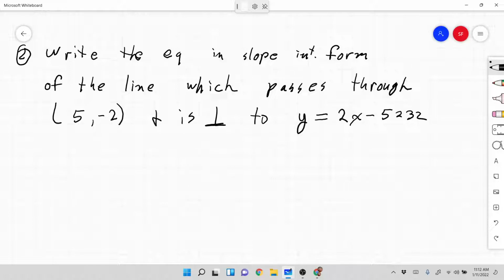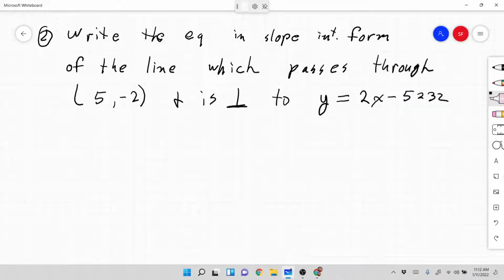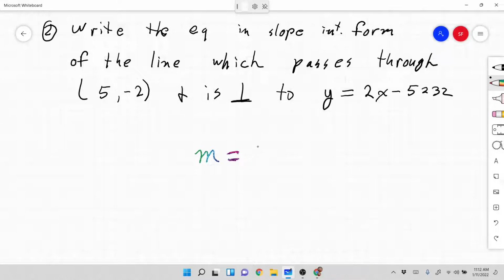Not for this problem, because all we care about from this guy is the slope, right? So what's the slope of that guy? It is 2. Since our line is perpendicular to that line, what's the slope of our line? What's the opposite reciprocal of 2? Negative 1/2, right? So that's the slope we're looking for.